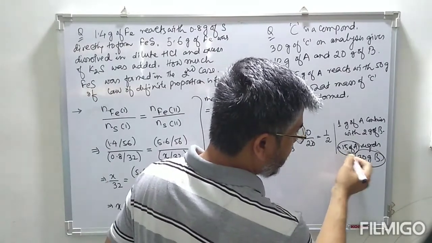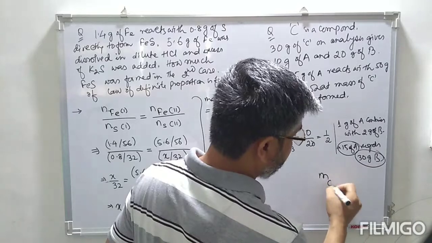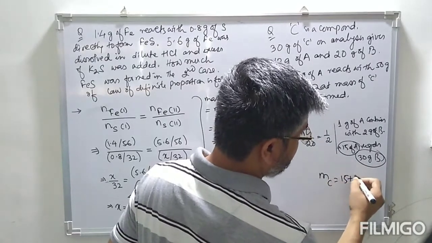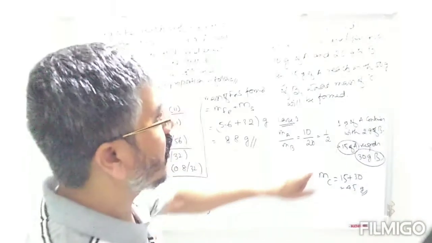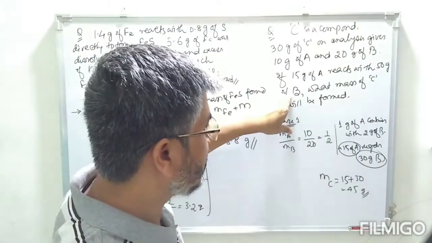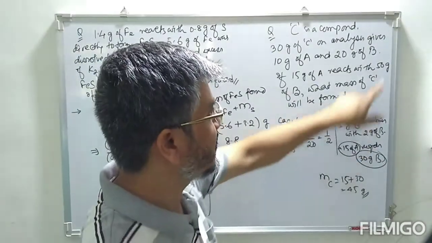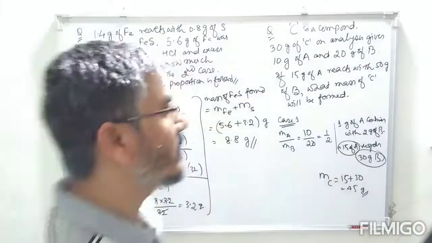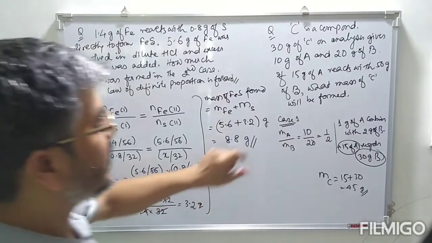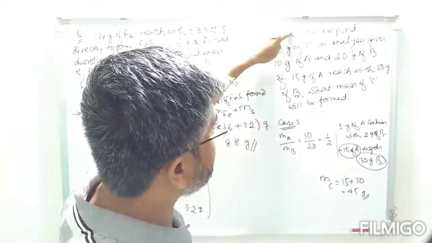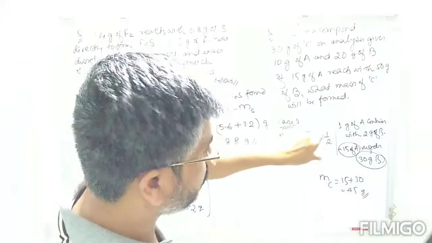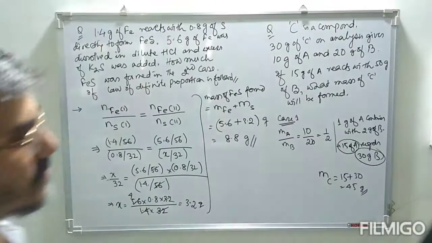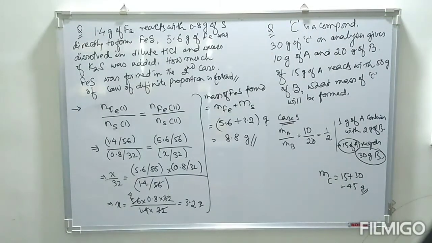If 15 gram A combines with 30 gram, then the mass of C formed will be 15 plus 30, that is 45 gram. That means out of this 50 gram of B, only 30 gram will be consumed and the remaining 20 gram will remain unreacted. So again, look at this, we are getting C from two different sources, but A and B ratio should always be 1:2. So this is how we use law of definite proportion by mass.